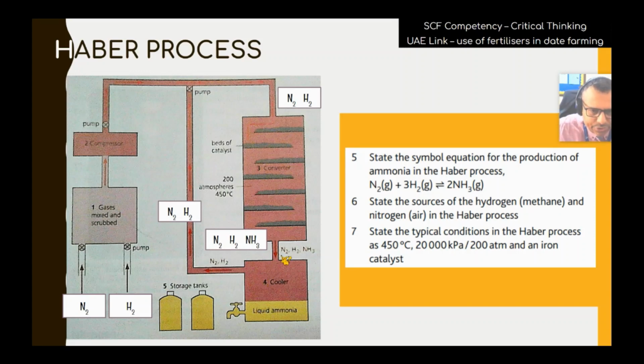Now, that does produce a lot of unused gases. So you've got unused nitrogen, unused hydrogen. It would be a shame to waste those. So they are pumped back into the converter. So you have this constant recycling. It goes round and round and round.